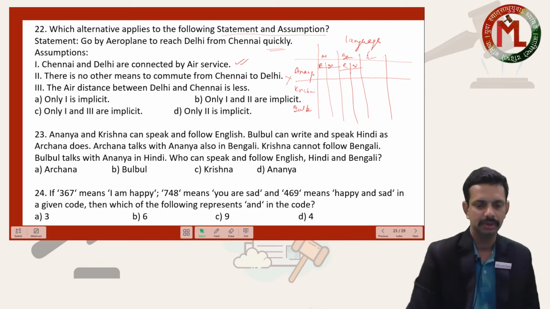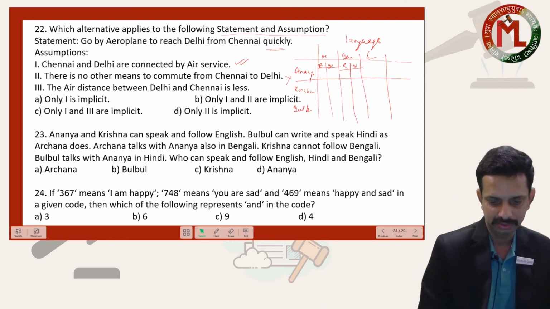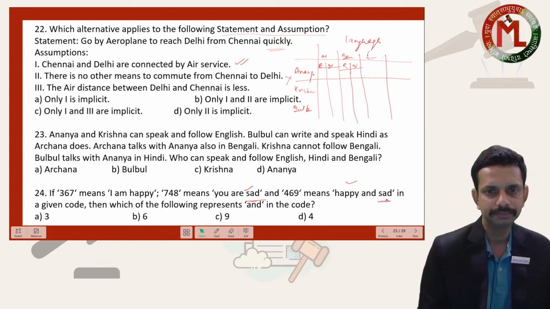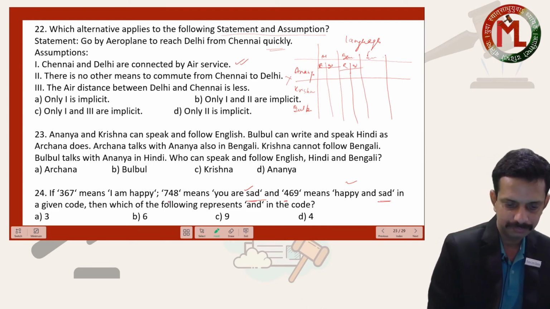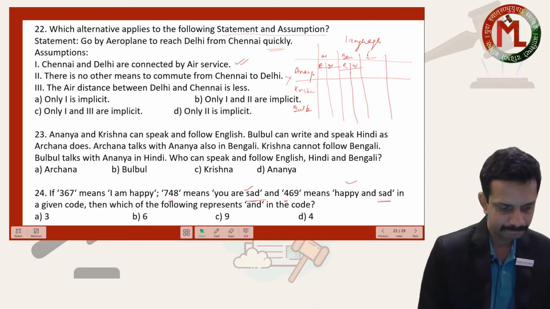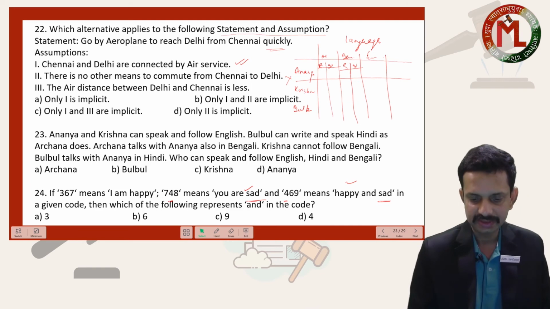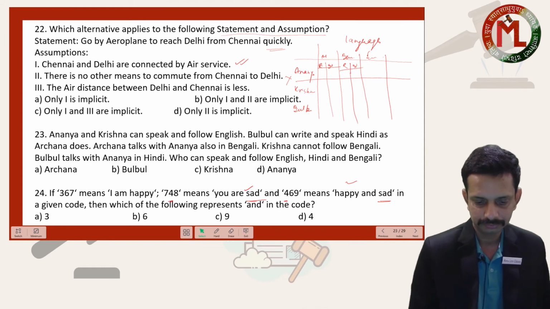Now in this case, to solve this question you need to identify the common words and the common codes. For example, from the second and third statements you will find that sad is the common word, and similarly 4 is the common code, right? Sad is the common word and 4 is the common code. It means the code for the sad is 4, right?